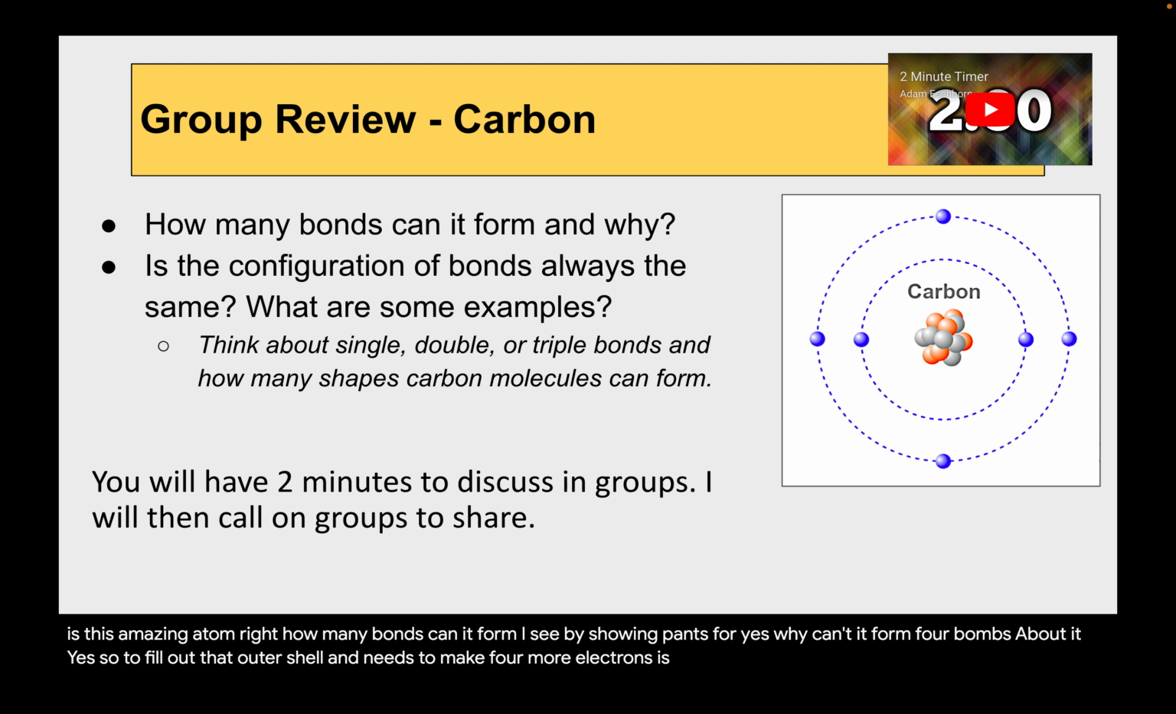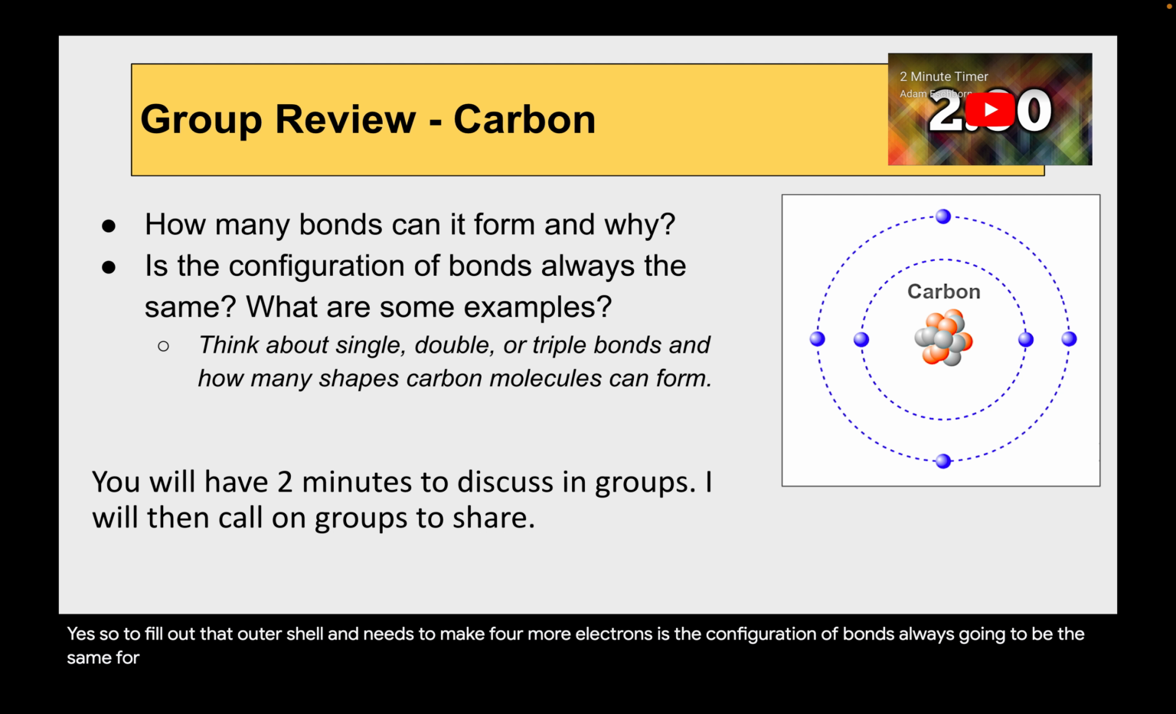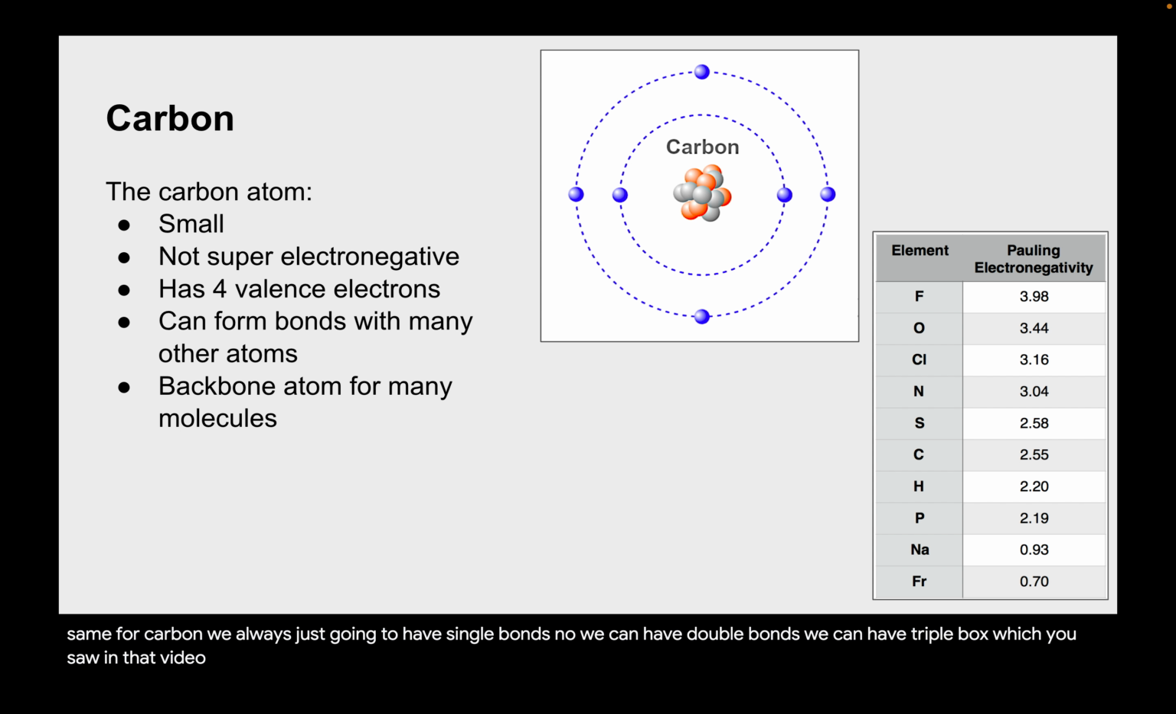Is the configuration of bonds always going to be the same for carbon? Are we always just going to have single bonds? No, we can have double bonds, we can have triple bonds. Carbon can form many shapes, which you saw in that video. So carbon, it's a great atom, right? Because it is small, so it only has an atomic number of 6.